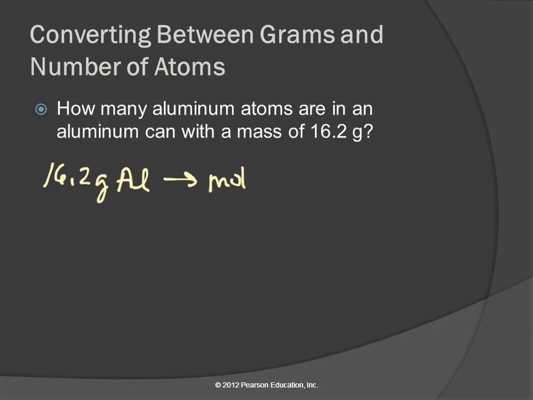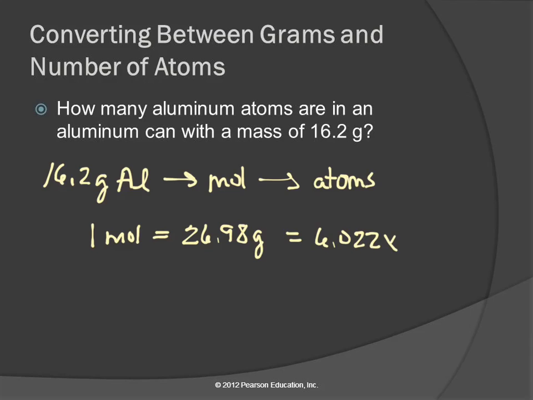But let's think about this. What is the mass of 1 mole of aluminum? 26.98 grams. And how many atoms are in 1 mole of aluminum? 6.022 times 10 to the 23rd atoms. So 6.022 times 10 to the 23rd atoms weighs 26.98 grams. See that? 1 mole, this is the mass from the periodic table, and Avogadro's number.